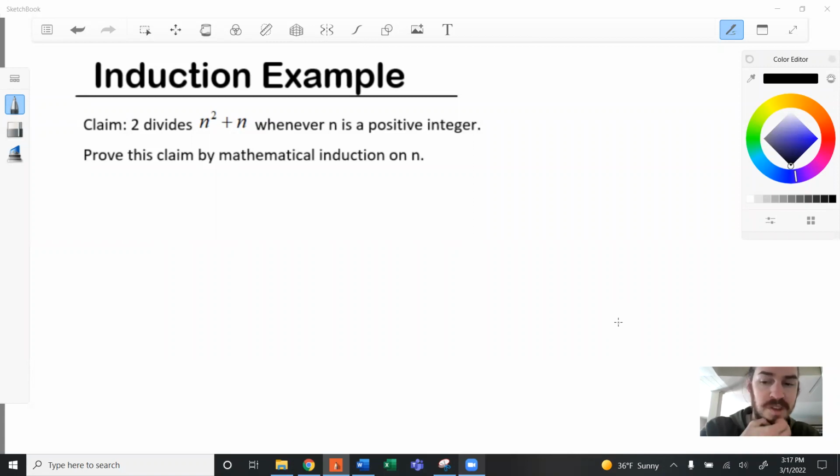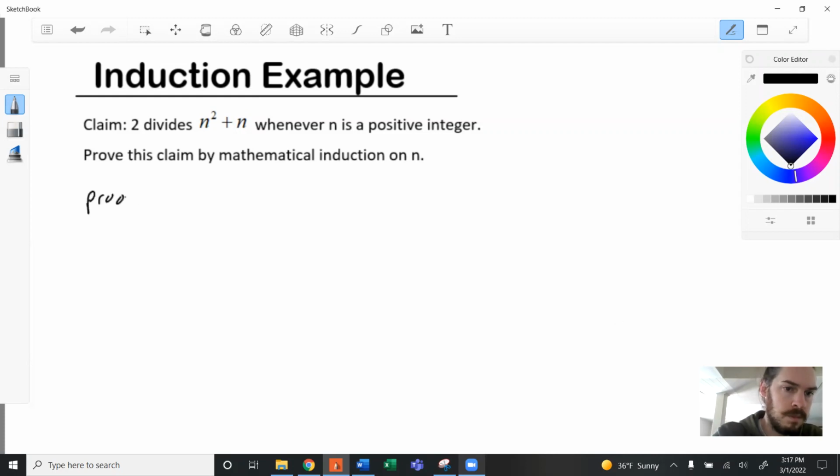All right, so we're going to prove this by mathematical induction. Probably not the only way to prove this, right? I'm sure we could come up with another way. Maybe we could break it into cases. What if n is even? What if n is odd? I'll bet you can do it that way. But we're going to do it with induction.